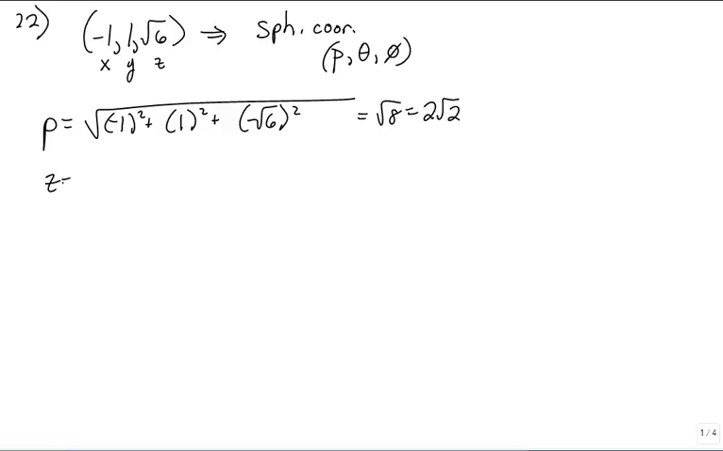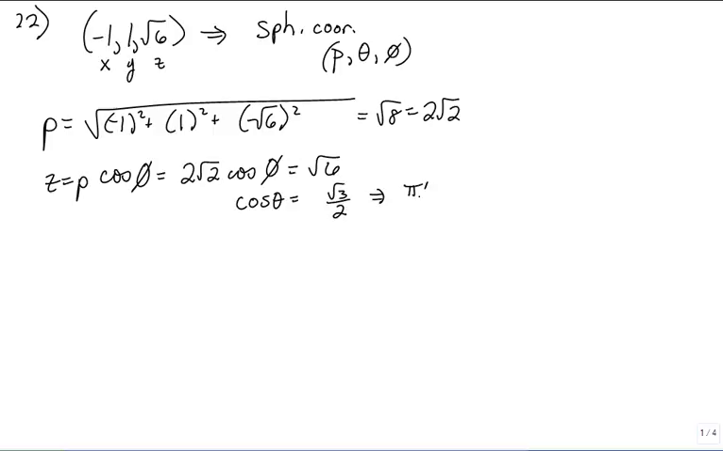And then I know z is rho cosine phi, which is 2 square root of 2 cosine phi equals z, which is square root of 6. So cosine phi, when you divide that, is the square root of 3 over 2, which gives us pi over 6 is phi. And then why did I write theta there? That's phi.